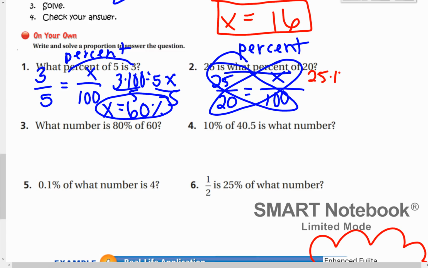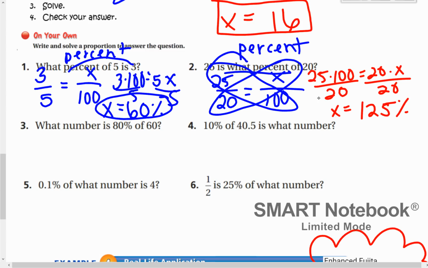So we do our cross products, 25 times 100 equals 20 times x. Get x by itself by dividing by 20. We get x is equal to 125% because we were asking for a percent. And that does make sense because over here our numerator is bigger than our denominator, so over here our numerator should be bigger than our denominator. So 125% does sound correct.